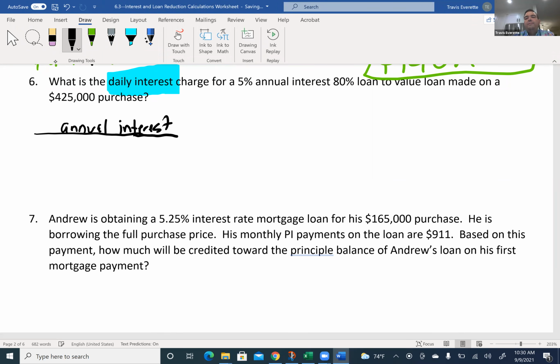But here's the thing. Don't we know how many days there are in the year? If we know there's 360 days in the year, and there always are in our questions here, we can divide the annual interest by 360. So let's get to annual, and then we'll worry about daily. So annual interest is going to equal the loan balance times the interest rate.